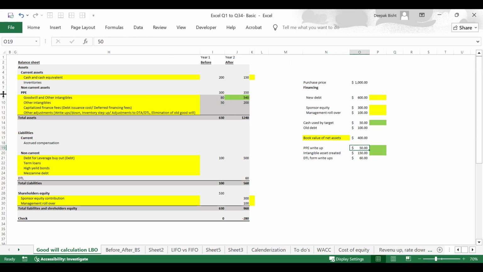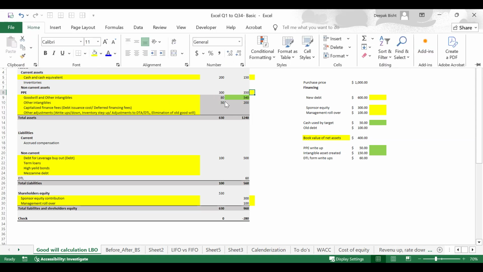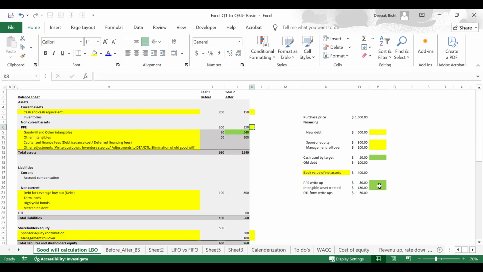So PPE was written up here. The PPE is written up by $50. So the PPE, I have written up from 300 to 350. And the DTL from the write-up, I have plugged in here. The DTL from the write-up was $60. So I have plugged all these numbers here.